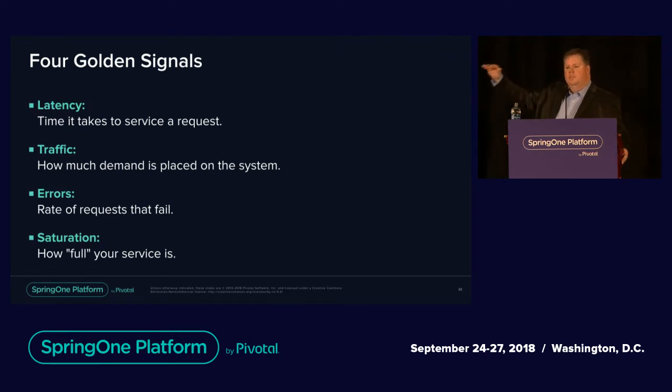And then saturation point is the one that's less obvious, but pretty darn important. So everything's bound by something, right? Some things are processor bound, memory bound, storage bound, I/O bound. A lot of things, probably most of the things that we're building these days. And how full are you with respect to the thing that you're bound by?